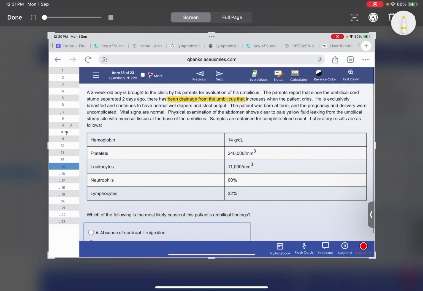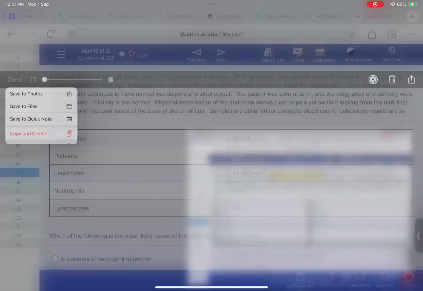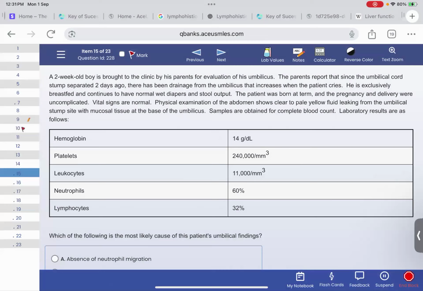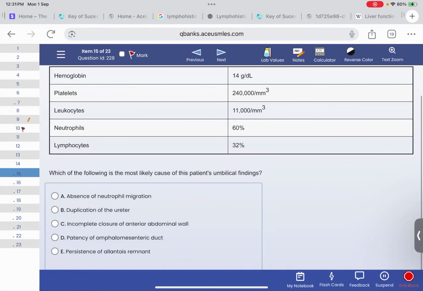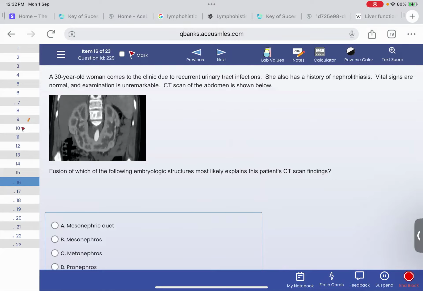Allantois, urachus. So remember, the allantois is responsible for making the urachus. So the answer is persistence of the allantois remnant. Okay, what is this again?